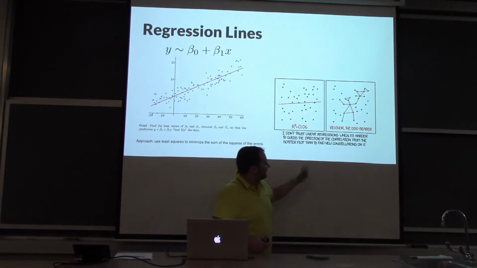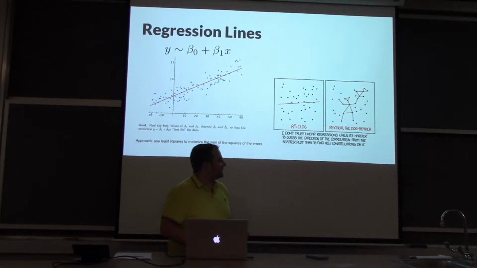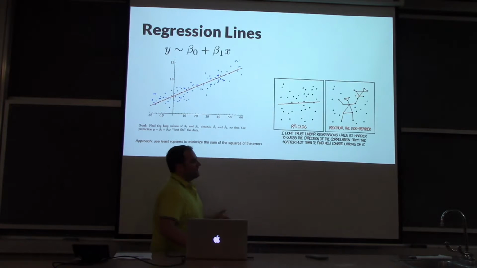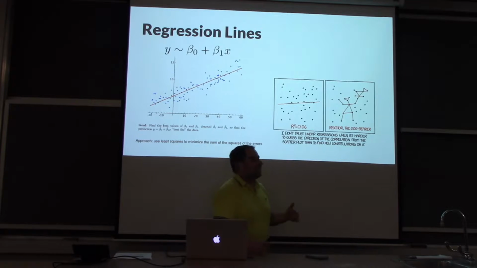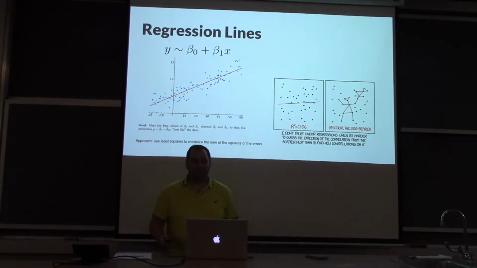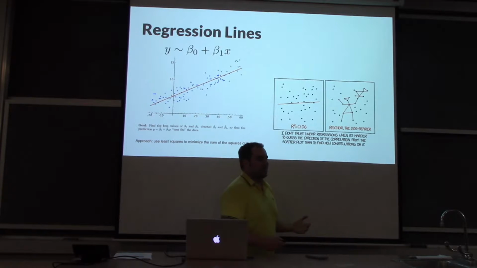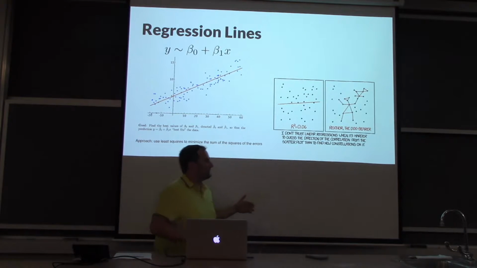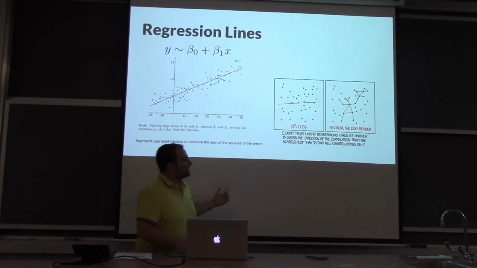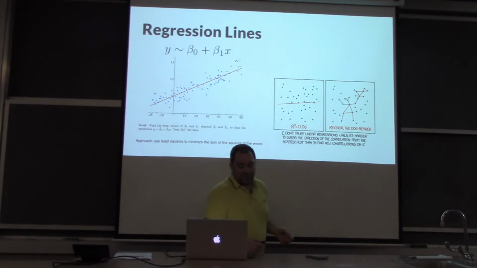I kind of like this interpretation: I don't trust linear regression when it's harder to guess the direction of the correlation from the scatter plot than to find new constellations in it. So the point here is that you can always calculate a linear regression, but you should always also visualize your data. This combination of a statistical approach and the visualization approach can be very helpful.